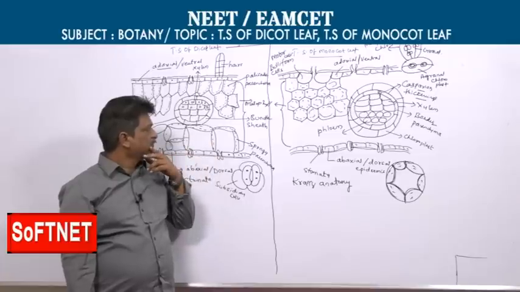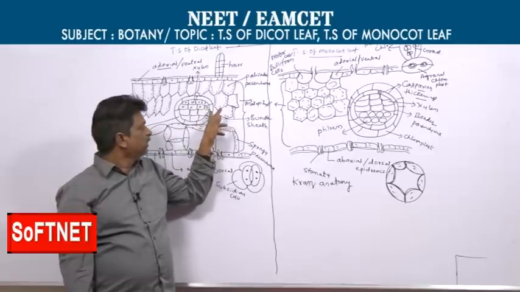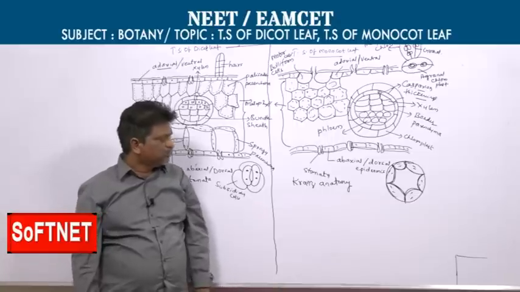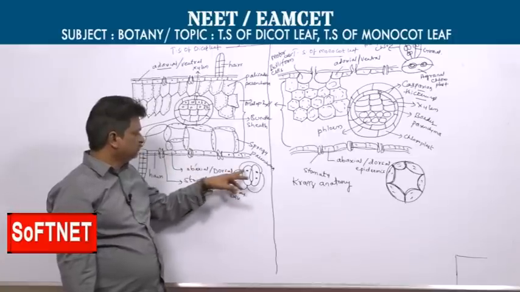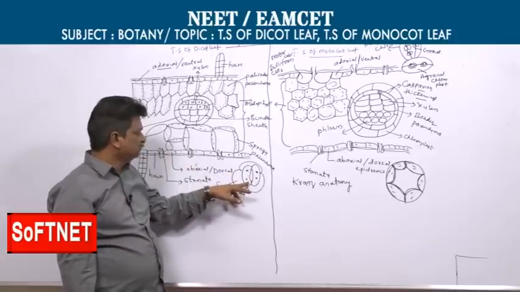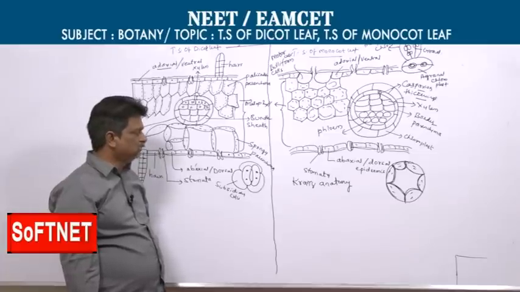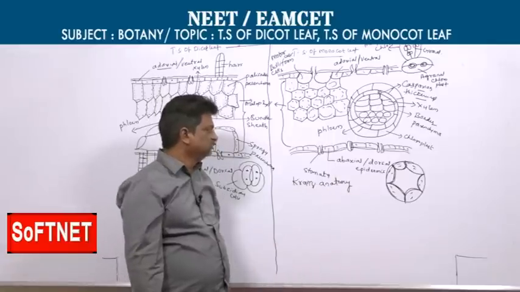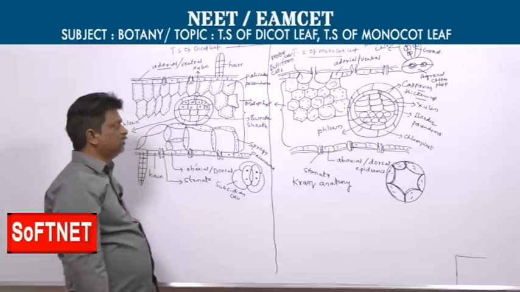In dicot leaf, there is no Kranz anatomy, with one or two exceptions, and bundle sheath cells do not contain chloroplasts. In a dicot leaf, the stomata show kidney shaped or reniform guard cells. In a grass leaf, generally guard cells are dumbbell shaped.